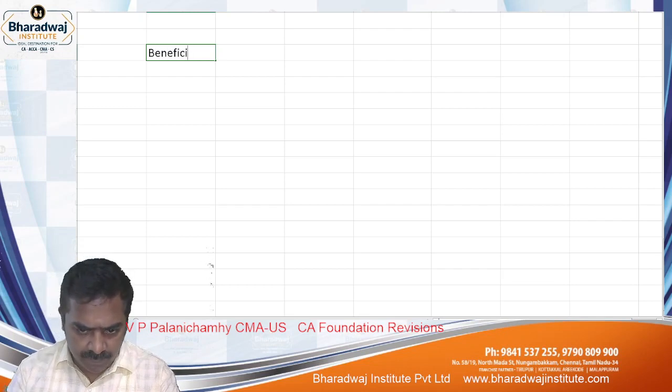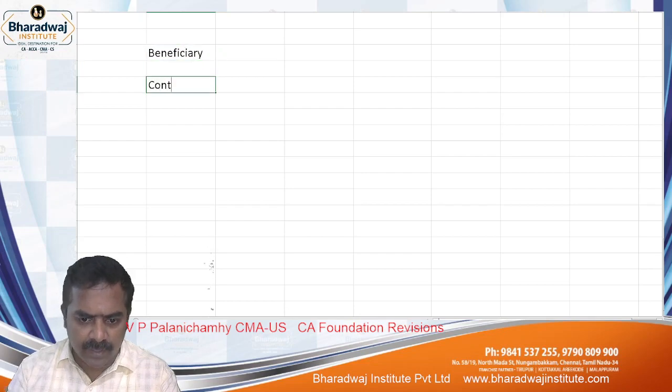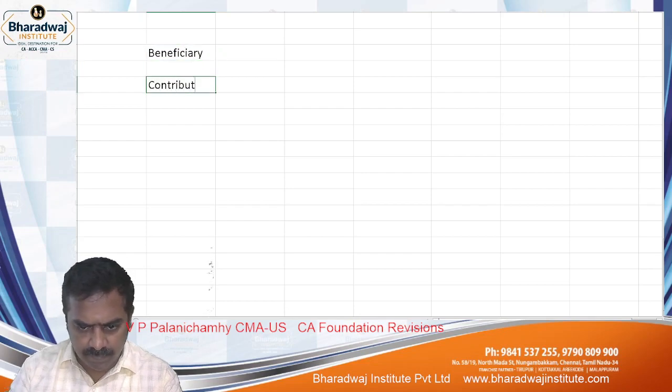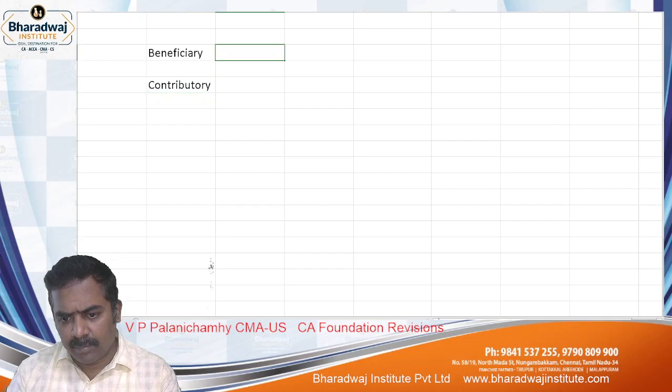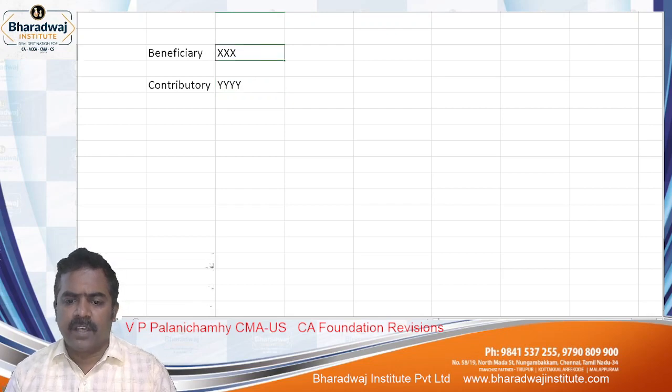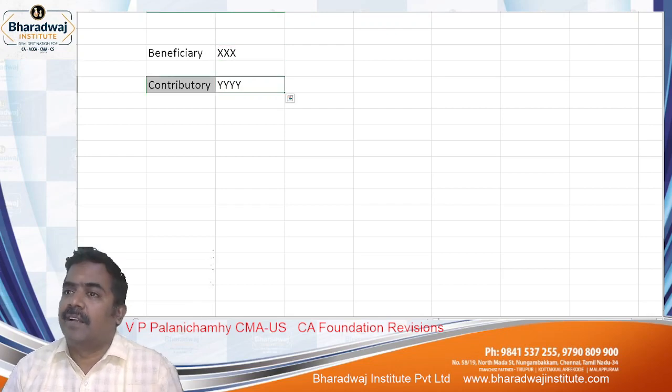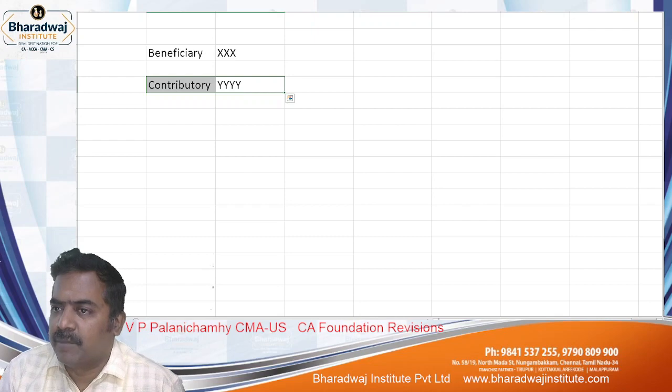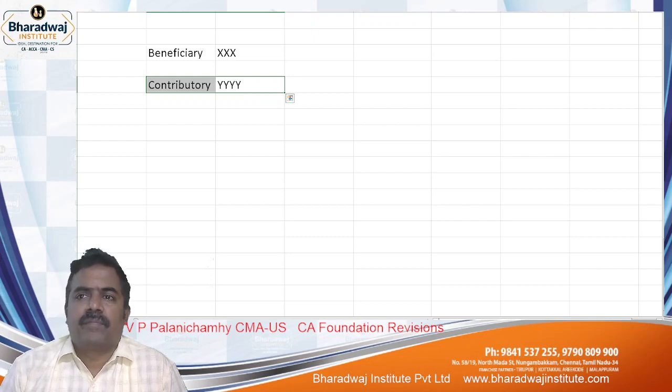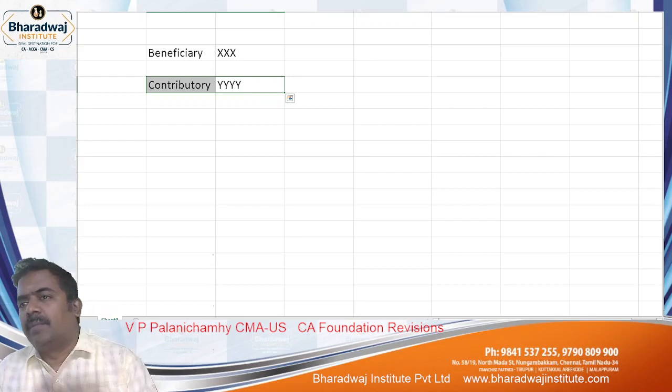The first type is simple. You look at beneficiary and contributory. Beneficiary will be X, contributory will be Y, which means the people who are contributing money will not get the benefit. Somebody else will get the benefit. Example, orphanages, old age homes, and the like.